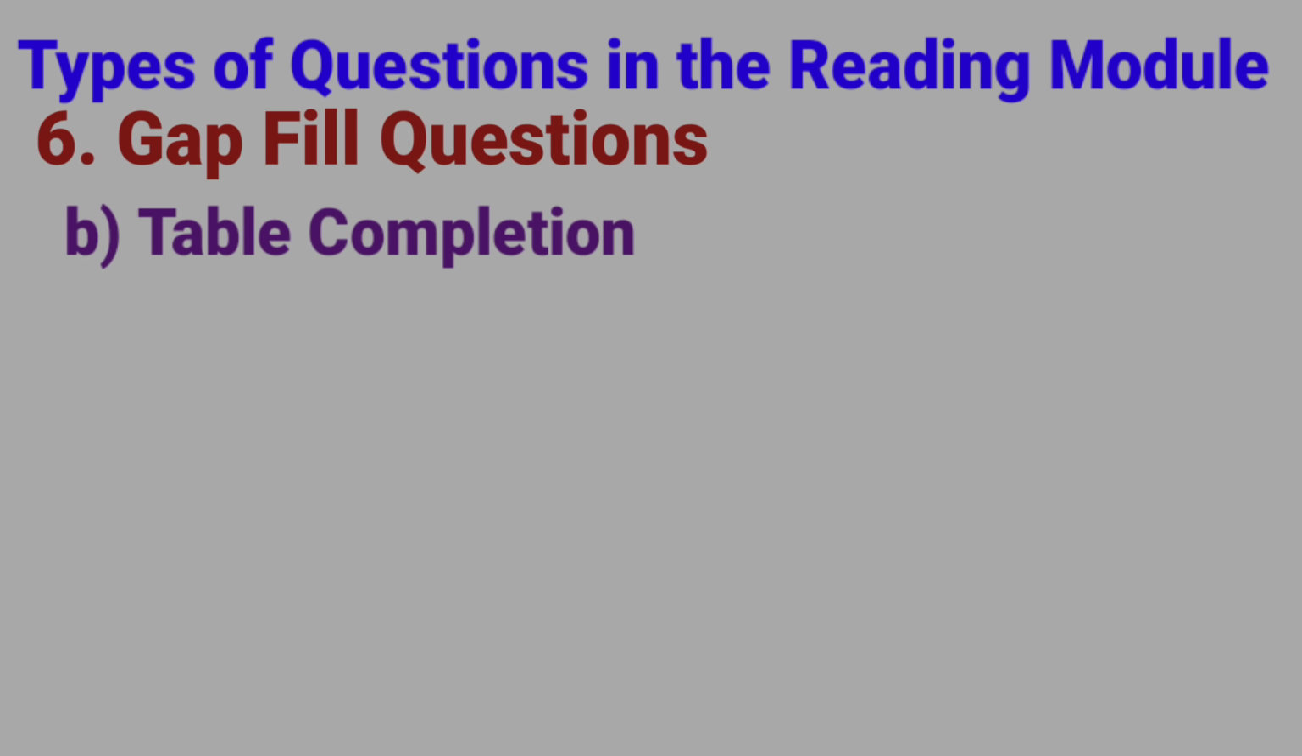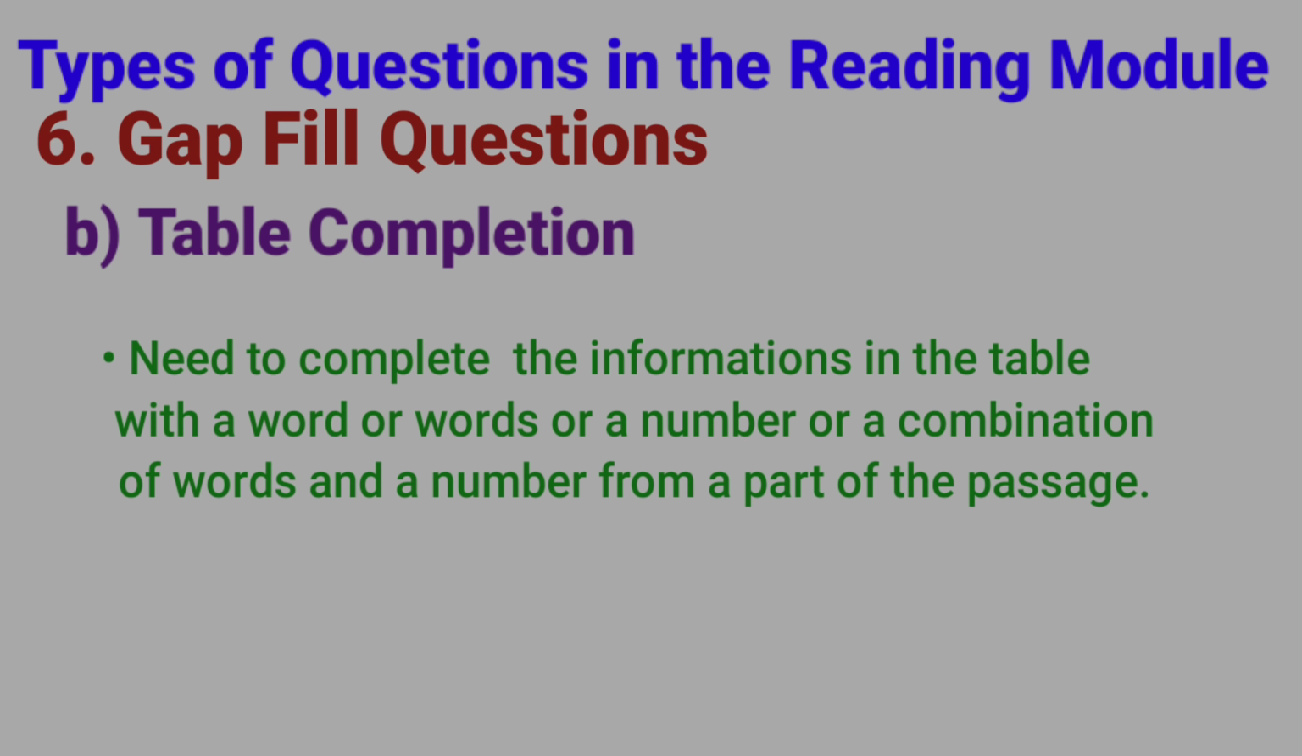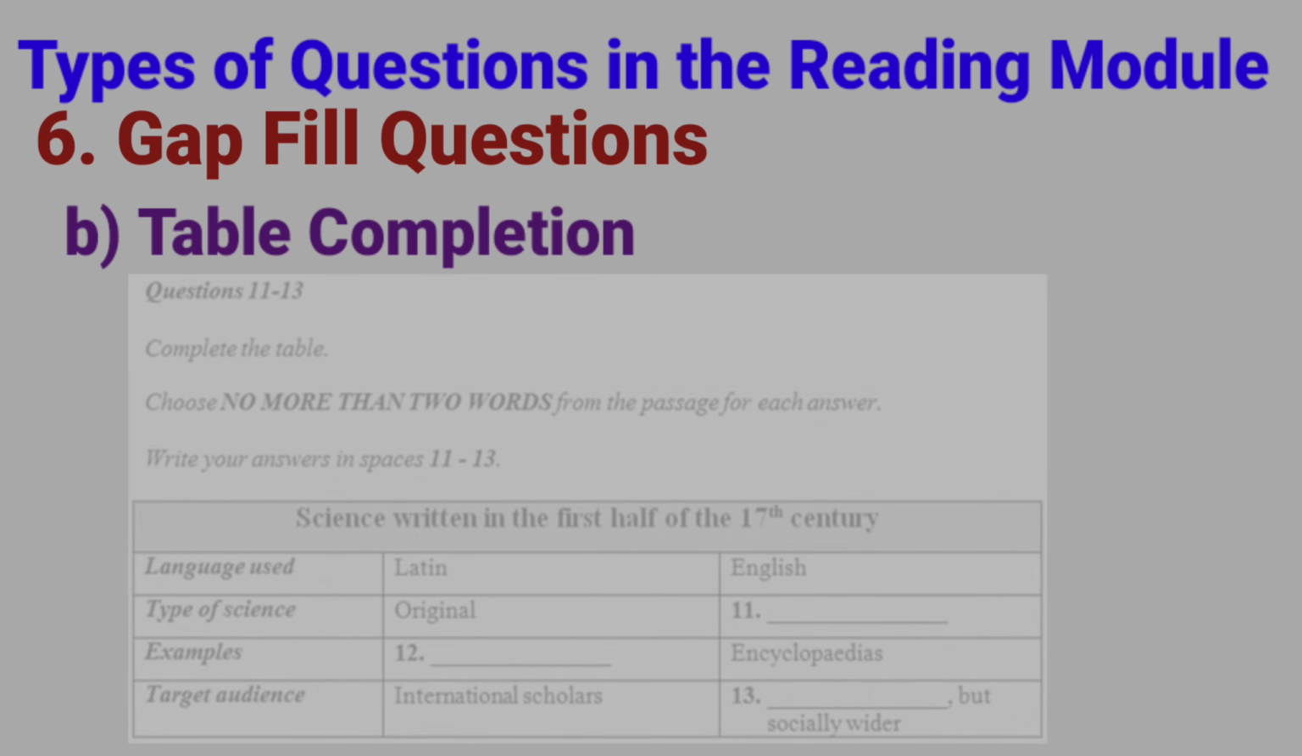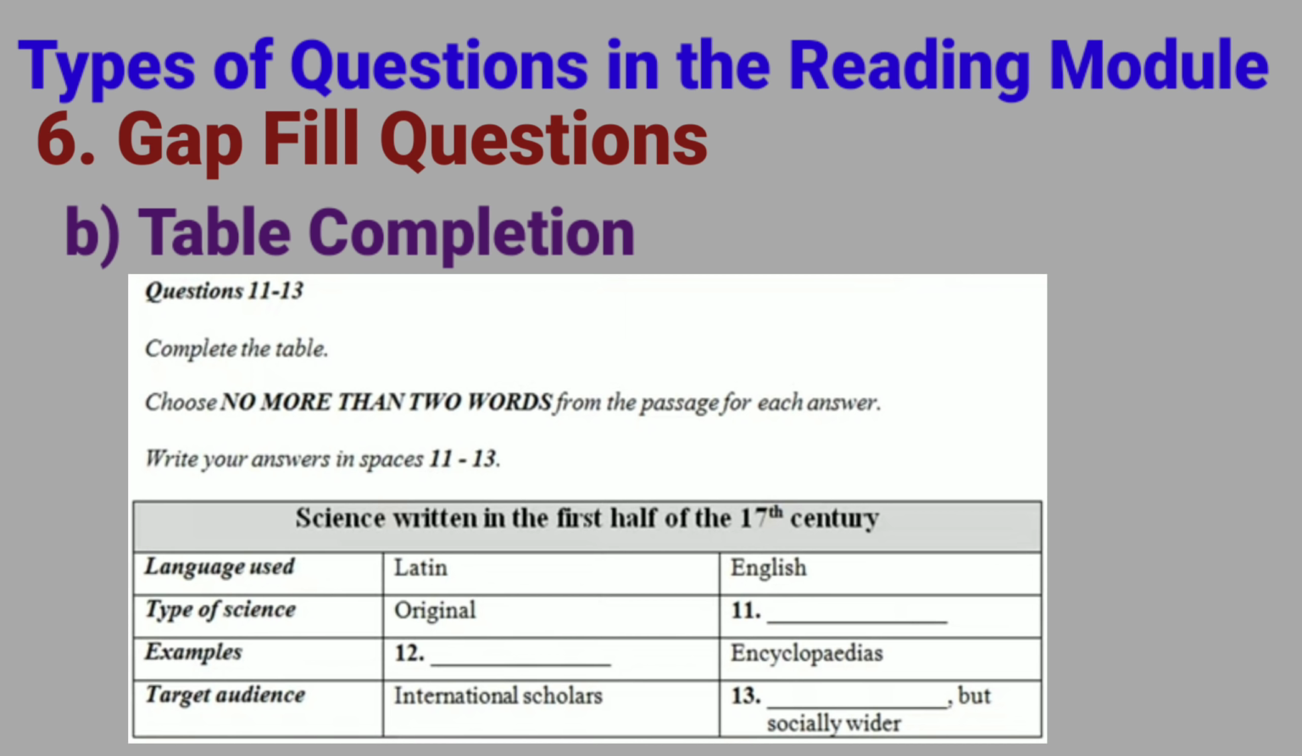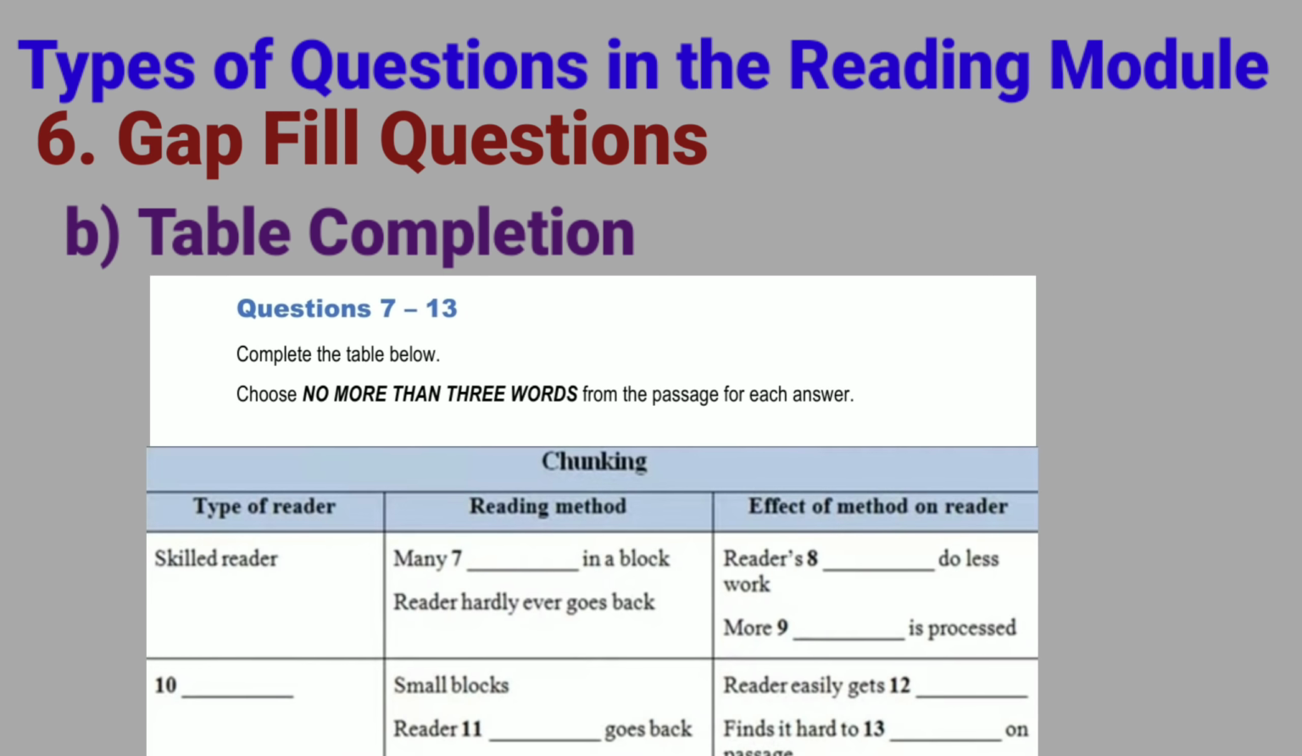Next is table completion. Here you have to complete the information in the table with a word or words, or a number, or a combination of words and a number from a part of the passage. For example, questions 11 to 13, complete the table. Choose no more than 2 words from the passage for each answer and write your answers in spaces 11 to 13. In the next example, questions 7 to 13, complete the table below. Choose no more than 3 words from the passage for each answer.